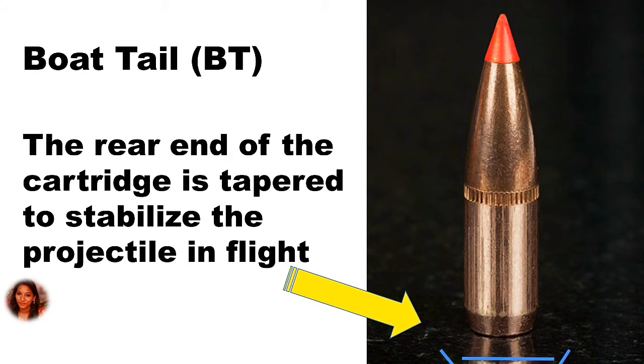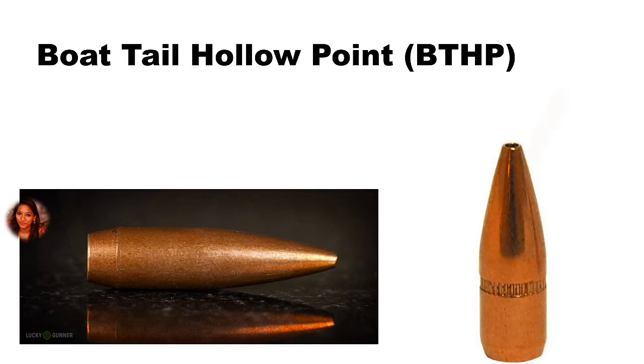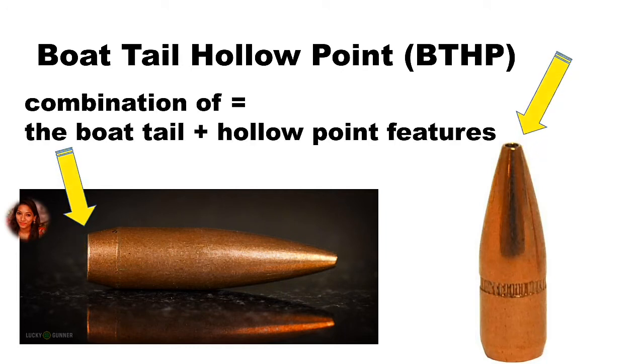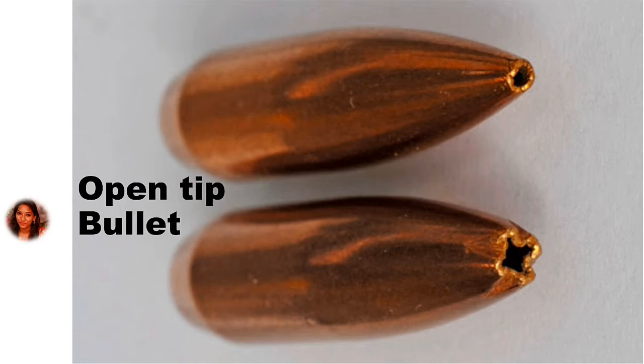Here the rear end, as you can see over here, is tapered to stabilize the projectile in flight. So a good variety of the boat shape is being given. This gives it a faster flight as well as more accuracy, and it will reach the target better comparatively than the other bullets. Then comes the boat tail hollow point. As you can see over here, it is a combination of both things, the boat tail as well as the hollow point feature, and because of this combination it gives great bullet projectivity.